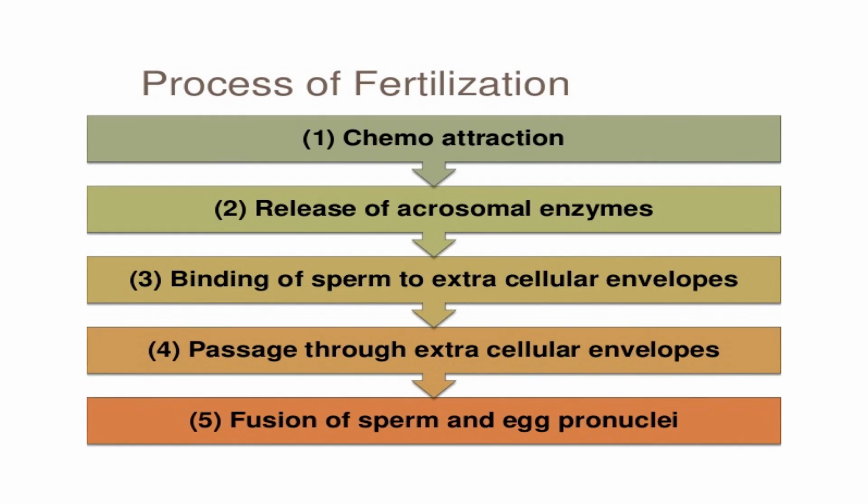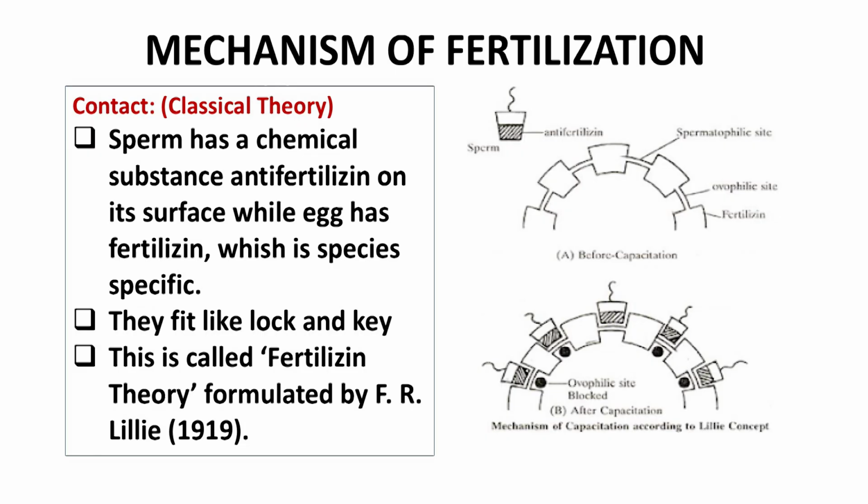One is a classical theory which is suggested by F.R. Lillie, and this is called the fertilizin-antifertilizin reaction. The antifertilizin is present in sperm and fertilizin is present in ovum. They will act in a lock and key manner to facilitate this process of fertilization. This is called the classical theory of contact.